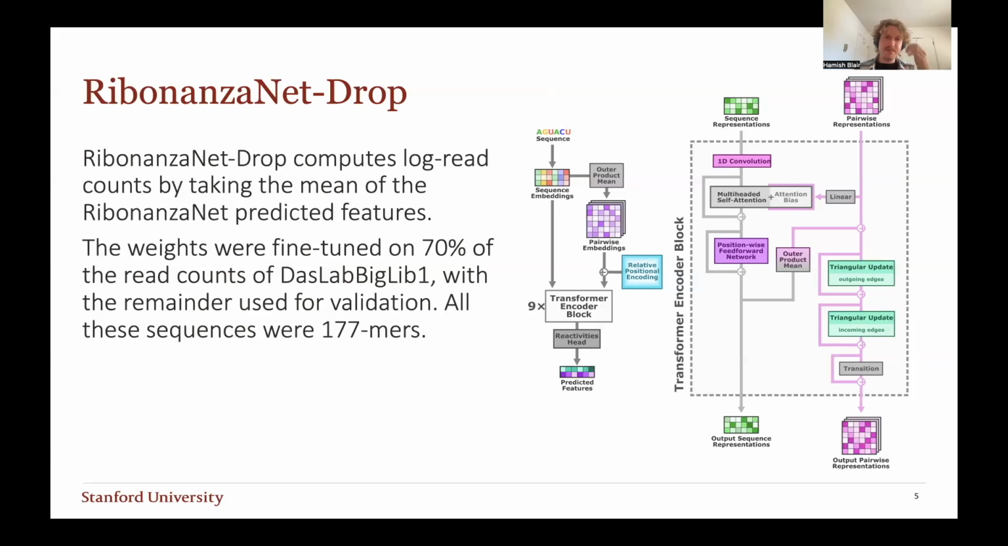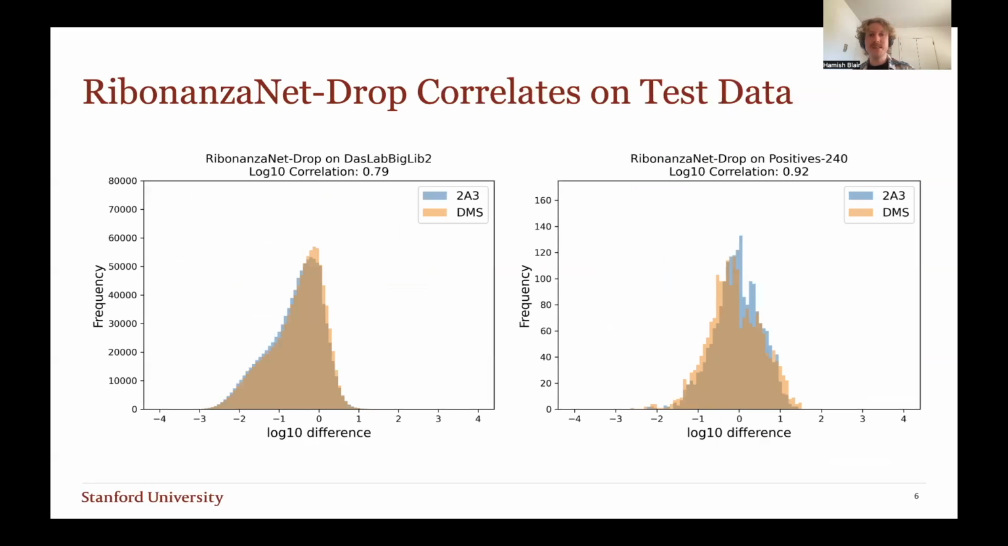So how does it do at predicting the read counts? Well, the first thing we tested was on the test set for RiboNanza, and that's what I've got on the left. This is a histogram of the differences in the log counts of the reads. And we see that it can get within 1 to 2 orders of magnitude, usually within 1 order of magnitude, which is not perfect, but it could be usable for predicting which are going to be the high yield sequences and which are going to be the low yield sequences.